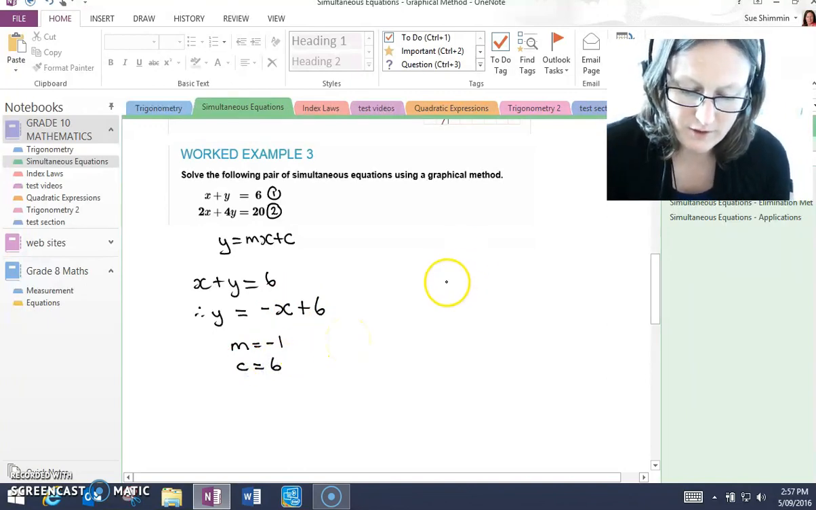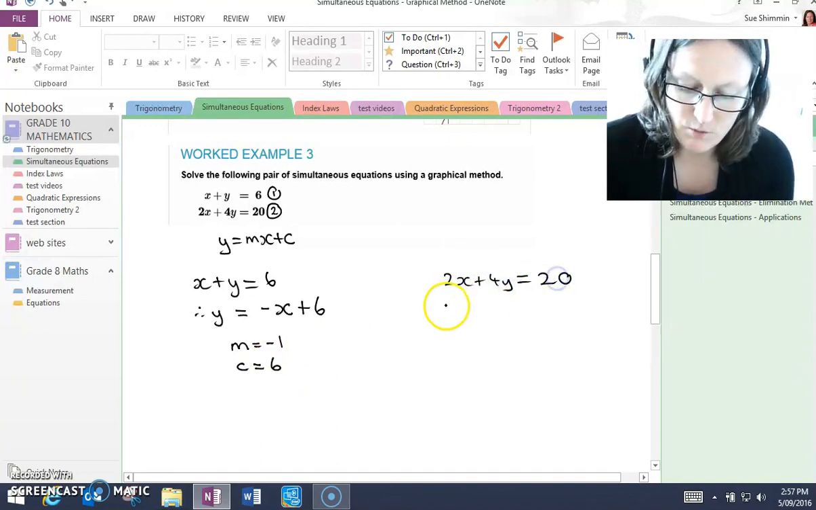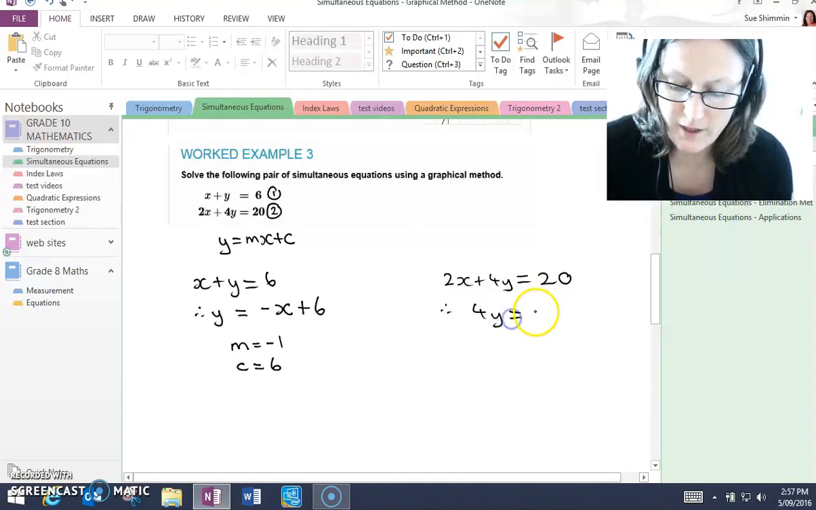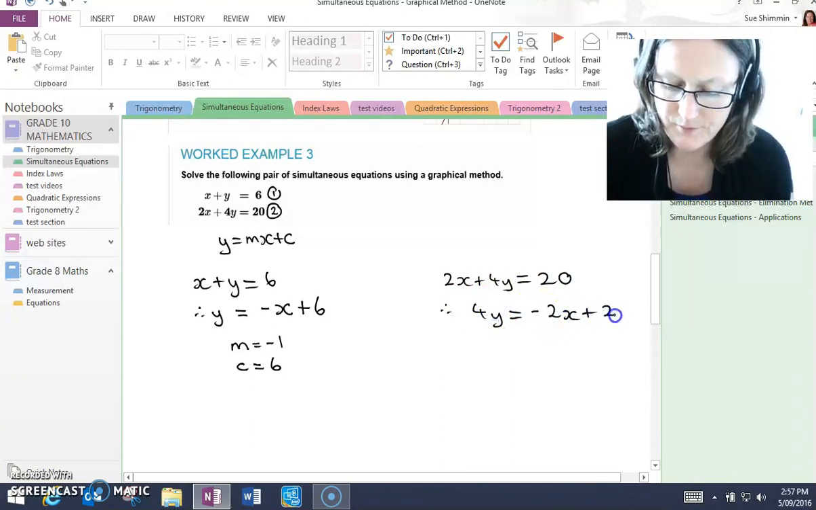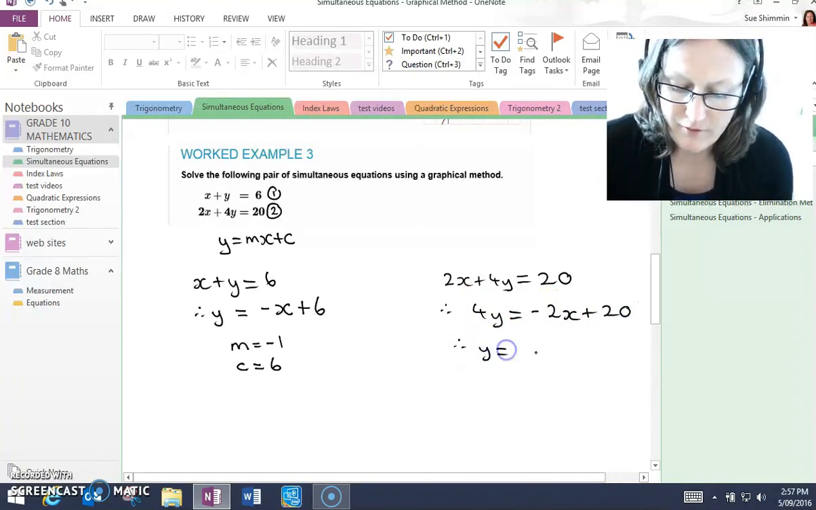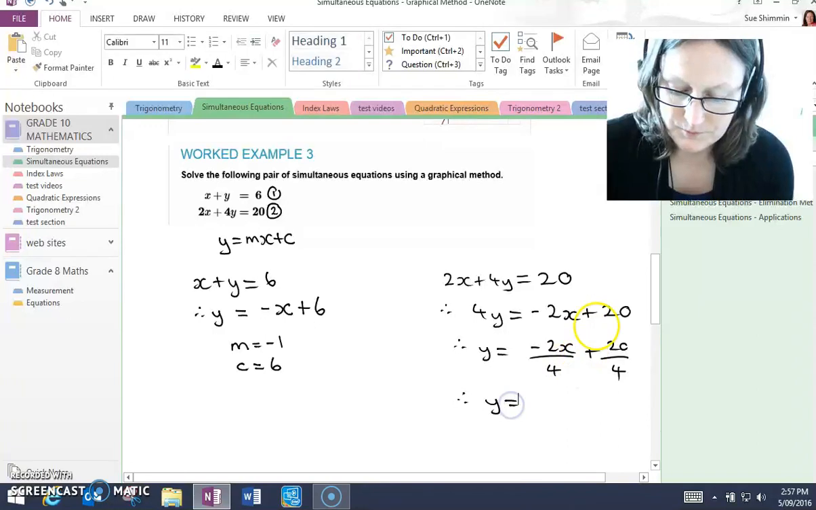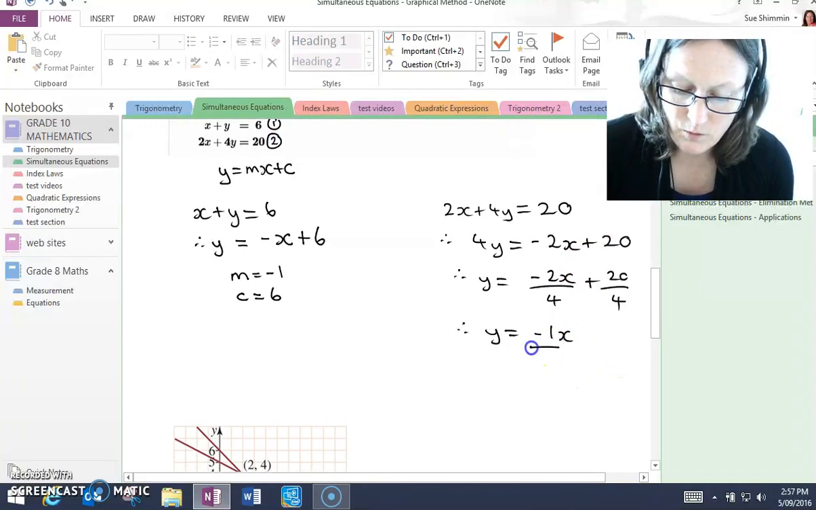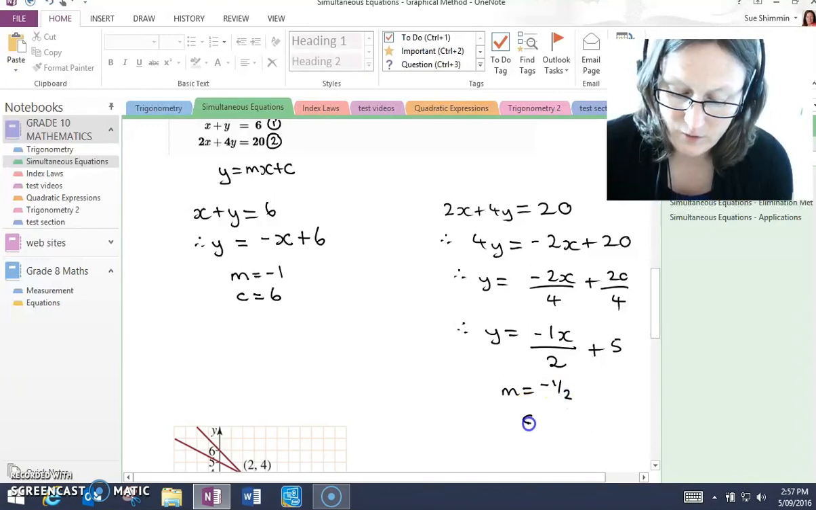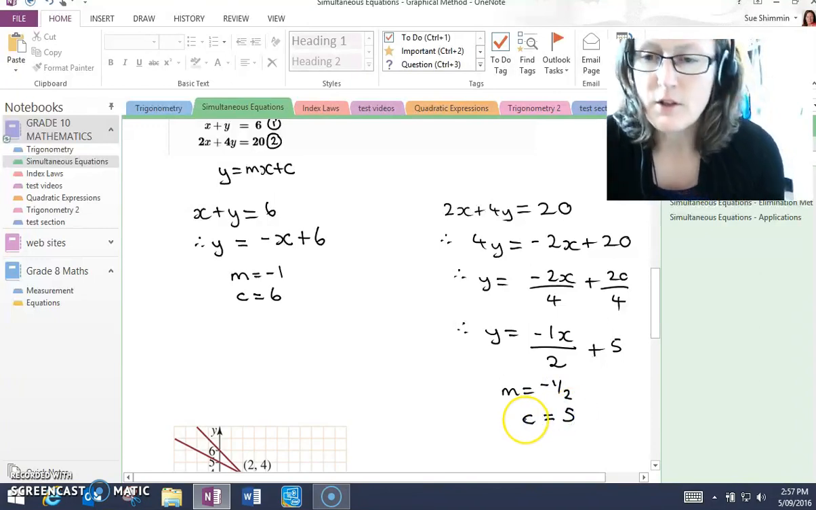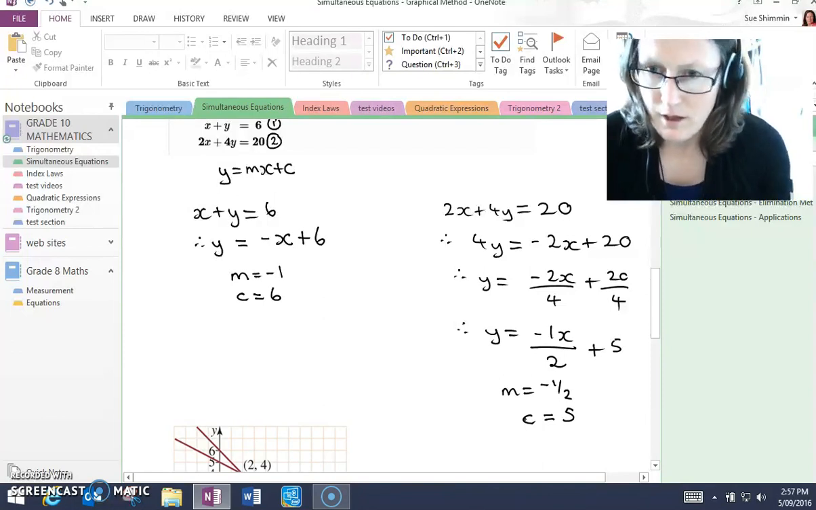Let's look at my second equation. 2x plus 4y equals 20. Let's rearrange this. First of all, we're going to move the 2x to the other side, and we take it. I then need to divide everything by 4 to leave y on its own. So simplifying this down, y equals -1/2 x plus 5. So from this second equation, the gradient is -1/2 and the y-intercept is 5. So using the gradient-intercept method, I can graph these.